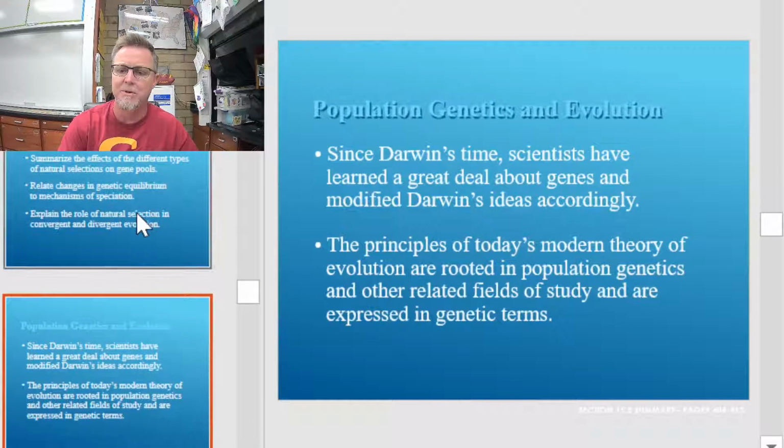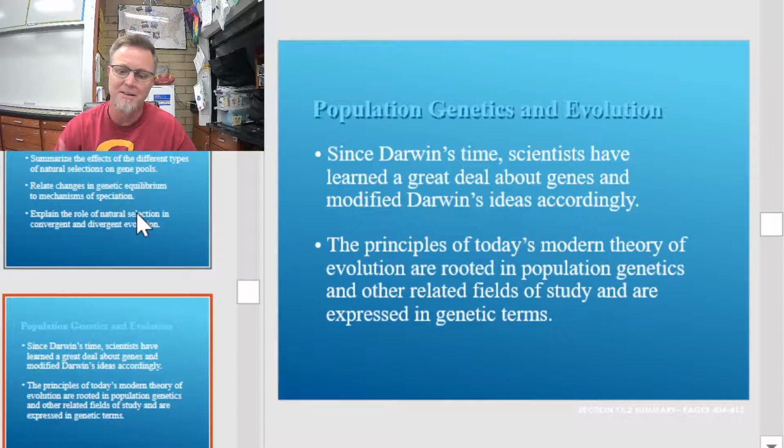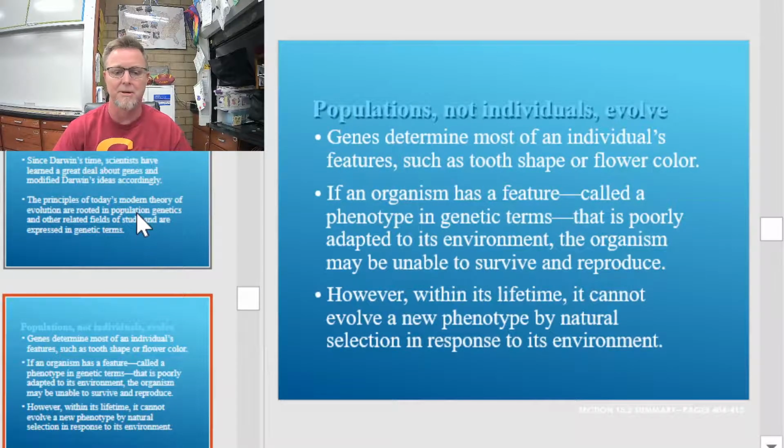So let's explore some of this population genetics and evolution, right? The principles of today's modern theories of evolution are rooted in population genetics and other related fields of study that are expressed in genetic terms. So let's dig into this and see what's going on. Now, we've got a whole unit of videos on genetics. So if you don't recall things like genotypes and phenotypes and all that, go watch those videos because it's going to be important to your success here.